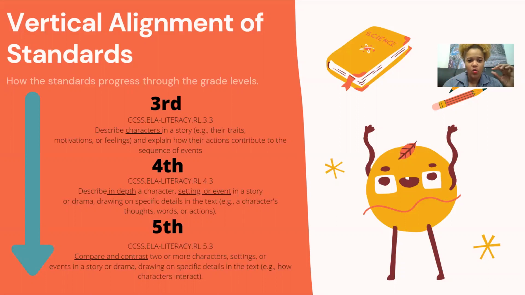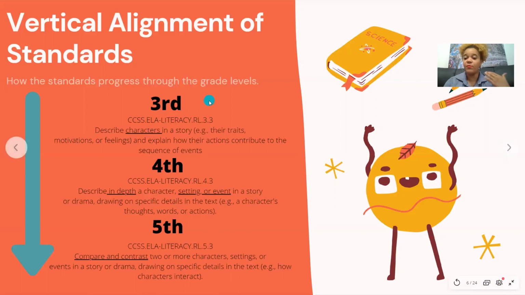And then we also added drawing on details in the text that deal with thoughts, words, or actions. Now we take that moment from 4th grade and go all the way to 5th grade, and we look at comparing and contrasting 2 or more characters. So now we've added a different level in there. We still have our settings or events, and we still talk about drawing on specific details in the text. But now the 4th grade student has moved to 5th grade, and they're able to embed 2 or more characters into that same describing. And they're no longer describing, they're actually comparing and contrasting, which is 2 different skills.